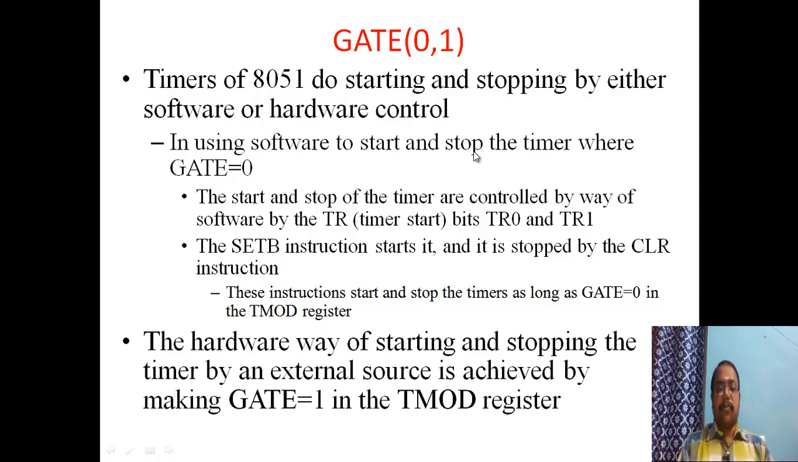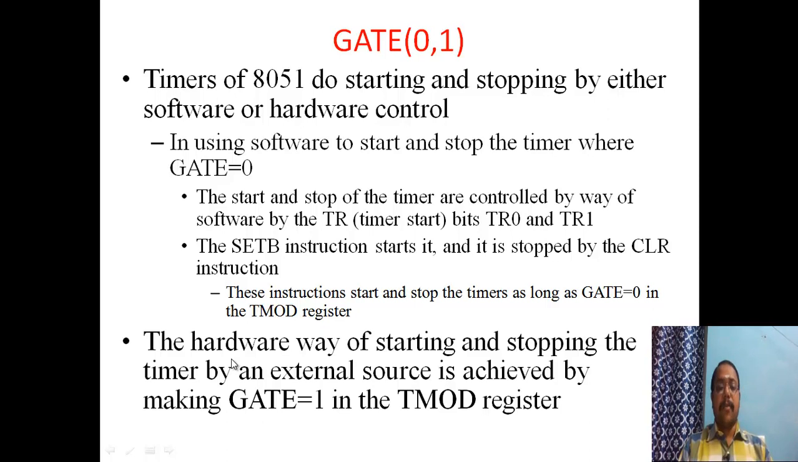In using software to start and stop the timer, GATE should be kept at 0, and the start and stop of the timer are controlled by way of software by TR. That is, you have this particular bit in TCON, the timer control register. So when you are controlling by software, TCON will have these 2 bit locations. By setting this, you can start.